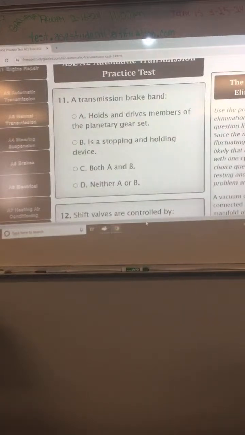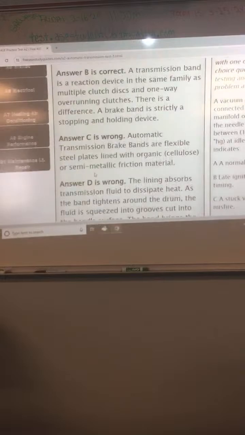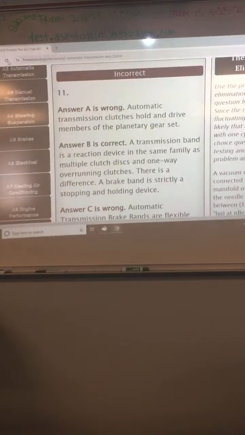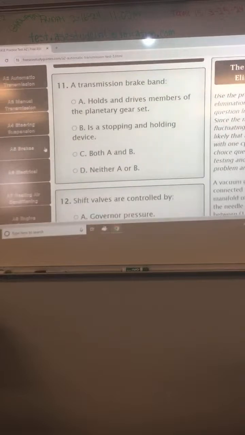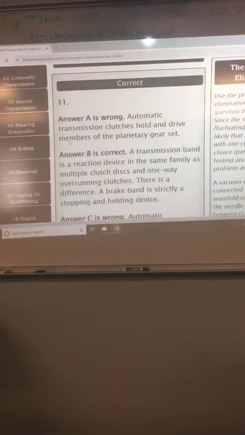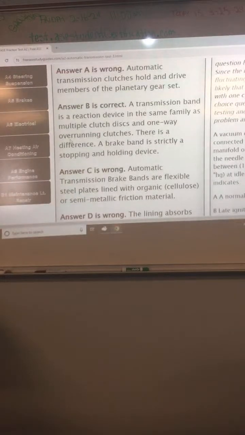The transmission brake band holds the drive members of the planetary gear set. Is a stopping and holding device. Both A and B, neither A nor B? How many think it's both of them? It's B. Transmission brake band, stopping and holding device, holds the member of the planetary gear set. Because if it's a brake band, it's not gonna hold the drives. Stopping and holding device, right? Okay.